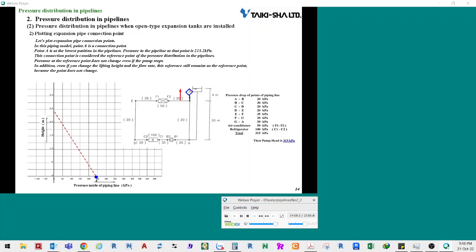This connection point is considered the reference point of the pressure distribution in the pipelines. Pressure at the reference point does not change even if the pump stops. In addition, even if you change the lifting height and the flow rate, this reference still remains as the reference point because the point does not change.